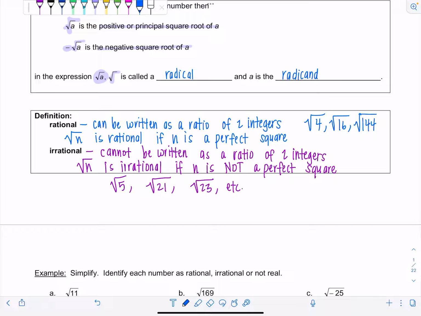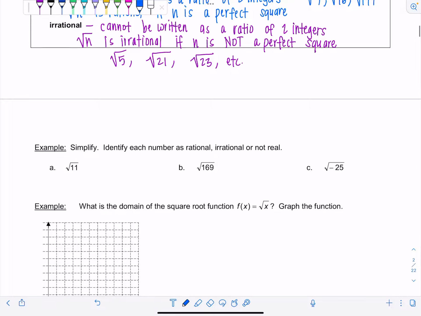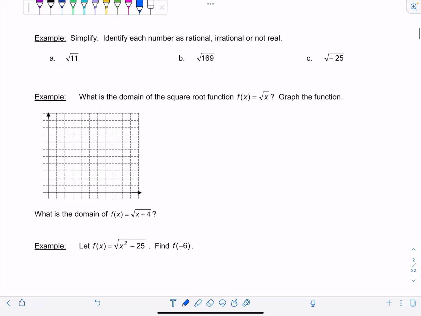Okay, so now let's get into classifying. So we're asked to simplify and then identify each number as rational, irrational, or not real. So first one is square root of 11. 11 is not a perfect square, so I can't simplify it any more than it is. Is it rational, irrational, or not real? Well, I just said 11 is not a perfect square, so this guy's irrational.